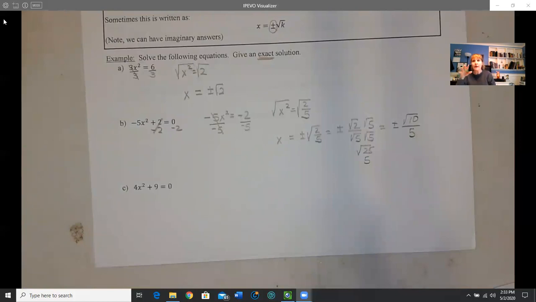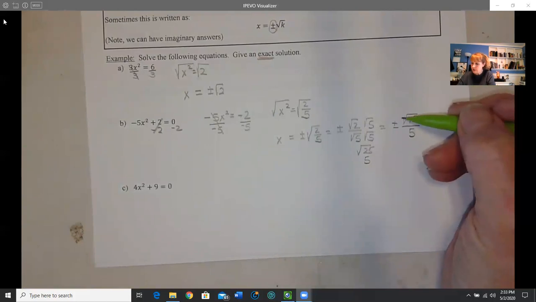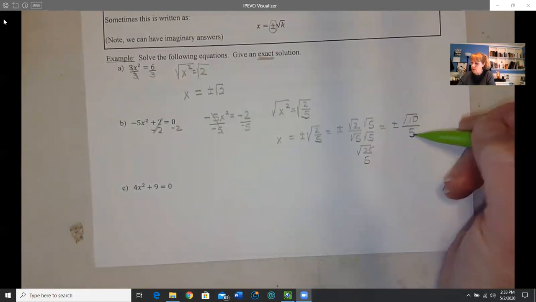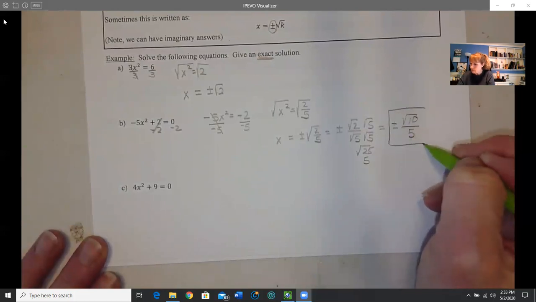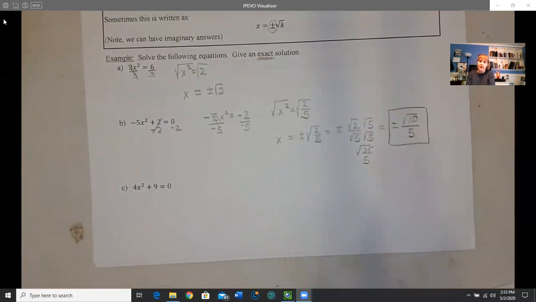Now again, resist the urge to cancel the 10 and the 5, because the 10 is in a radical and the 5 is not in a radical. So you cannot reduce them. They either have to be both outside to reduce, or both inside to reduce. So there's your answer with the denominator rationalized. Not too bad. Okay. Again, let's look at another one.